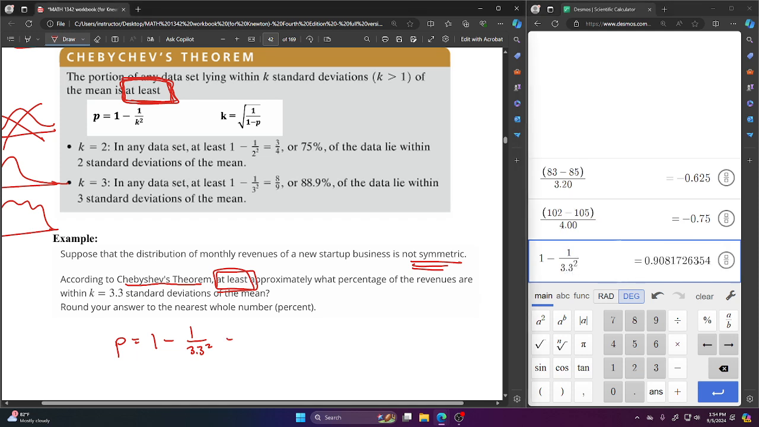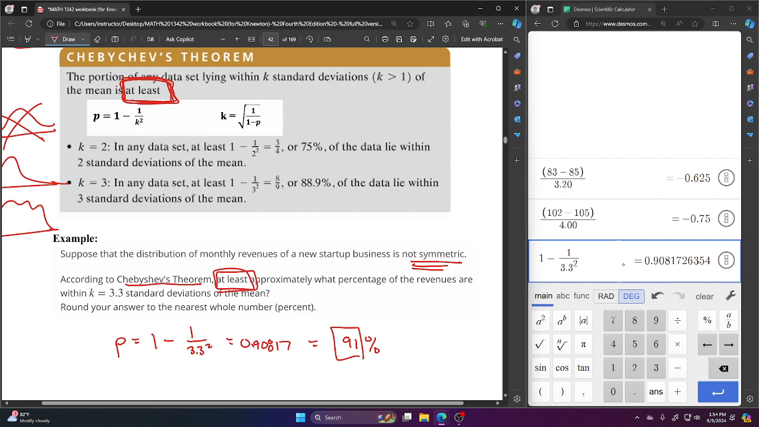And there you go. We got 0.90817. So percentage-wise would be what, 90.8, I guess. What would be my answer that I put in? 91, yeah. 91%. So at least 91% would be within 3.3 standard deviations.